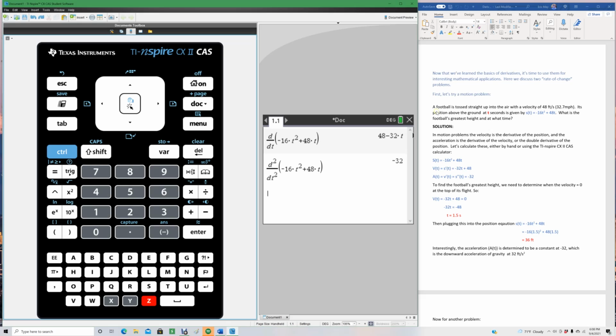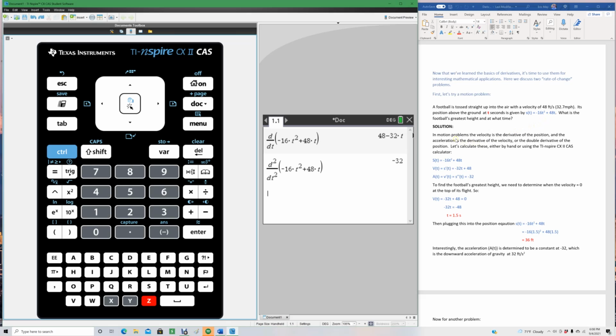A football is tossed straight up into the air with a velocity of 48 feet per second, which is roughly 32.7 miles per hour. Its position above the ground at time t seconds is given by the function s of t equals negative 16t squared plus 48t. We want to know what is the football's greatest height and at what time does it reach that greatest height.